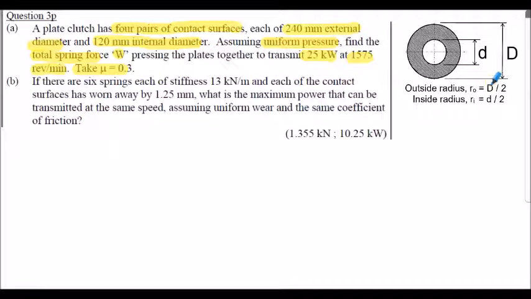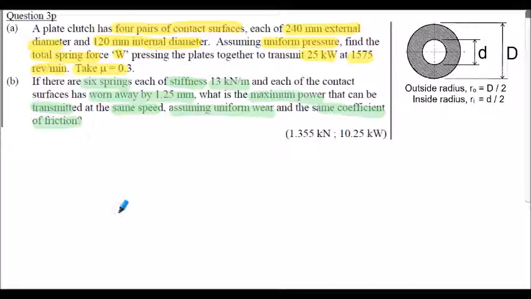There is a second part here, which we will do in stages. We'll just read it through for the moment. It says, if there are 6 springs, each of stiffness 13 kilonewtons per meter, and each in contact with the surfaces, which are worn away by 1.25 millimeters, what's the maximum power that can be transmitted for the same speed, assuming uniform wear and the same coefficient of friction? It sounds a bit of a different approach to that last part of the question, which we'll look at a bit later on, because we've got to account for the wear.